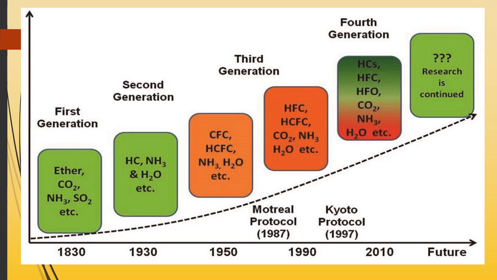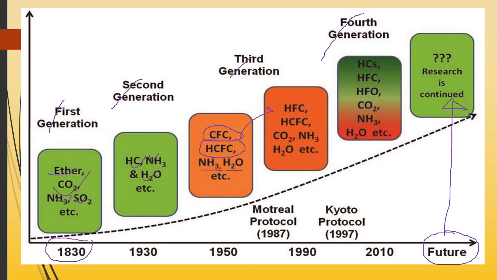This is a graph taken from a research paper which includes the first, second, third and fourth generation of refrigerants, starting from 1830 to still we are doing research in this field. So initially you can see we were using ether, carbon dioxide, ammonia, sulfur dioxide as refrigerants. Slowly in the second generation we moved towards SC, NH3 and H2O. Then we moved from second to third generation that includes CFC, HCFC, ammonia and water.